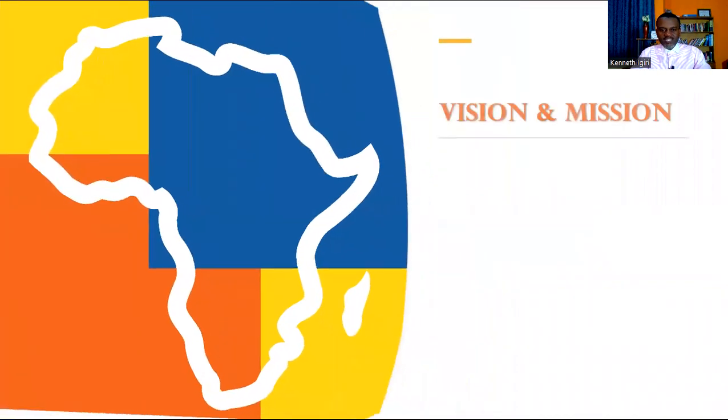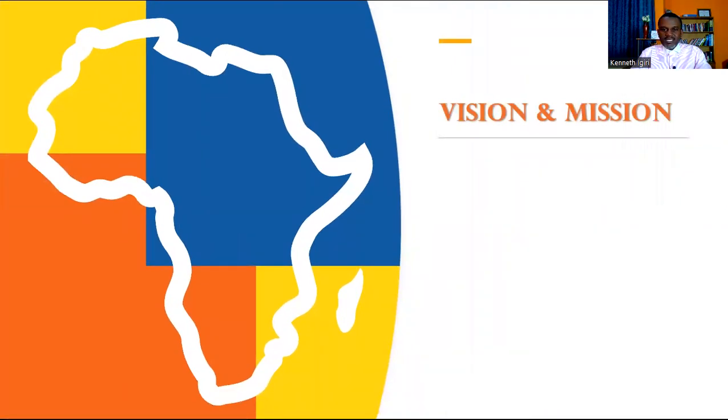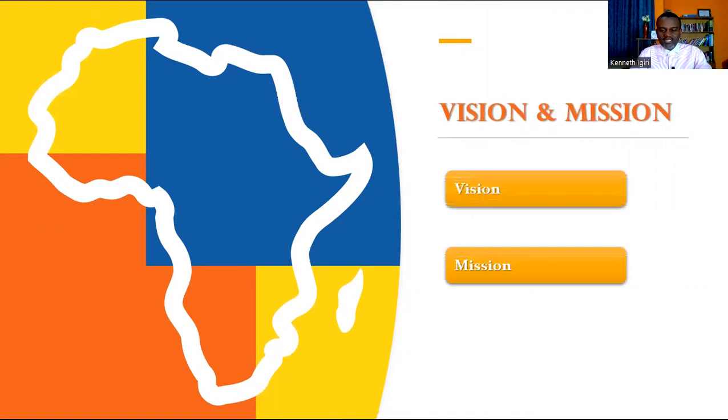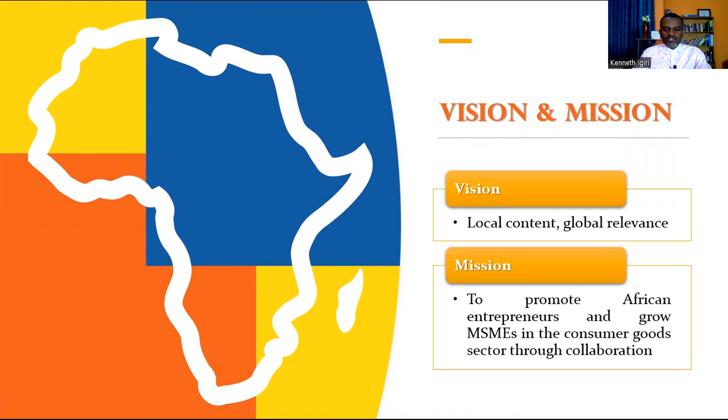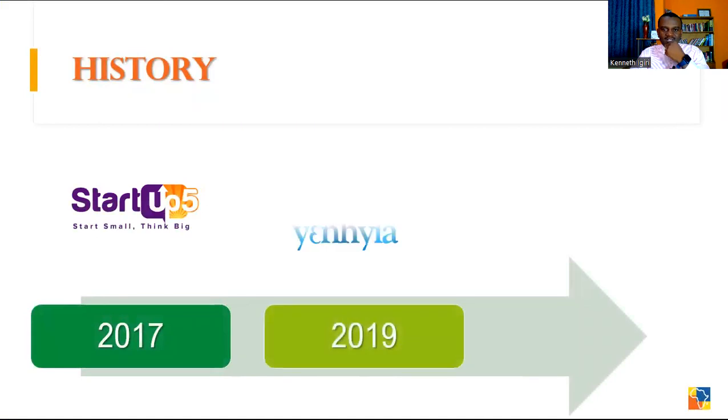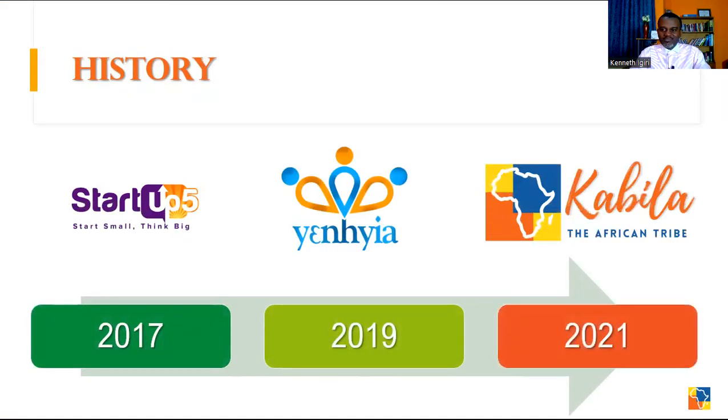All right, I'm going to tell you a bit about Kabila, what the vision is and the mission is. Essentially, this is a group of small-scale entrepreneurs, if you wish, that are focused on consumer goods. And we try to get collaboration going among these entrepreneurs, promoting local content while pushing for global relevance, the kind of quality that will get us global. We've done these kinds of efforts in the past with initiatives like Startup 5, Yenshia, and now Kabila. In Kabila, we are more focused on consumer goods.